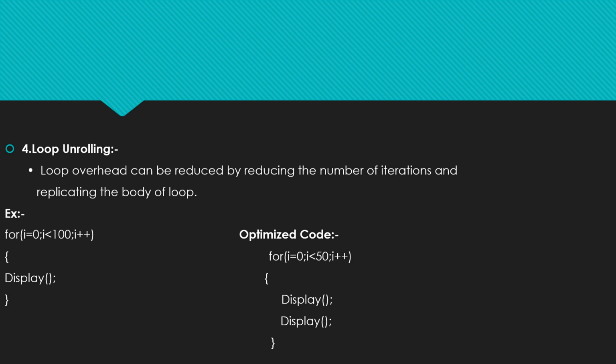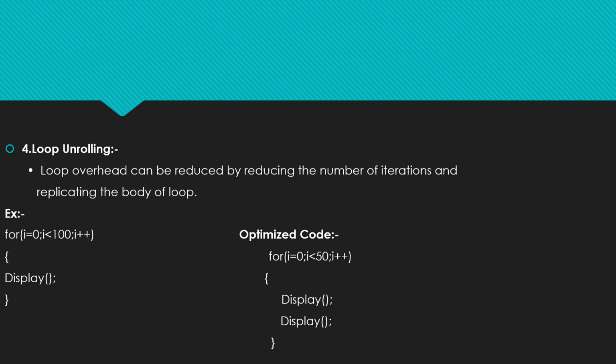Loop unrolling. Loop overhead can be reduced by reducing the number of iterations and replicating the body of the loop. In detail, loop unrolling is a loop transformation technique that helps to optimize the execution time of a program. We basically remove or reduce iterations. Loop unrolling increases the program speed by eliminating loop control instructions and loop test instructions.